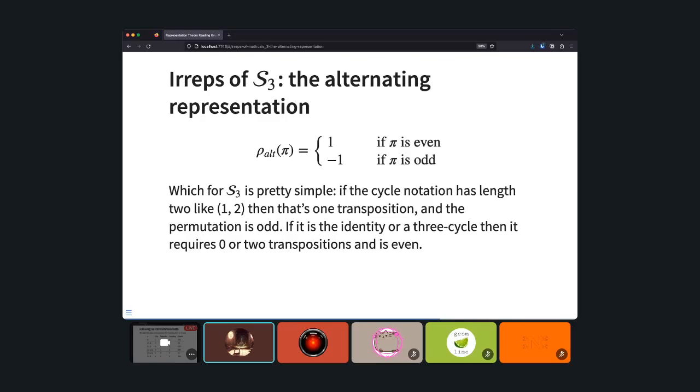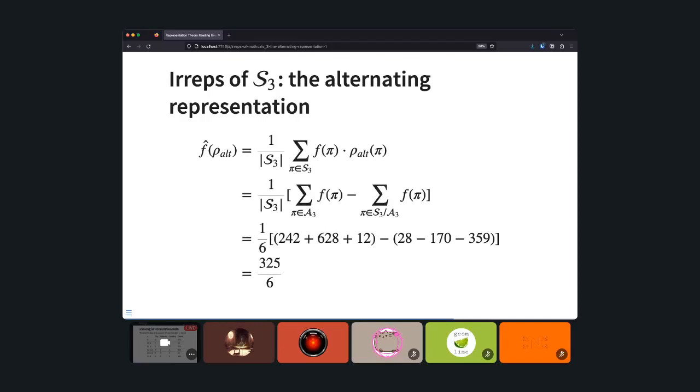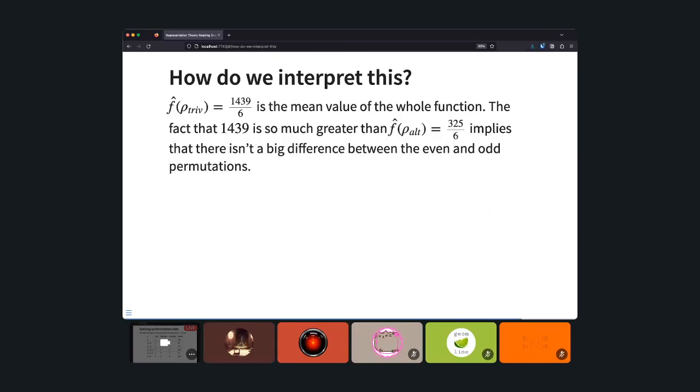And indeed, it would be really weird if for this type of data this was a really big part of the function, and we will get to that. But we calculate this, and we split up the function by whether it's an even permutation or an odd permutation, and we just subtract the odd from the even values, and we get 325 over 6. And you'll recall that the trivial representation is 1,439 over 6, and so I guess this actually makes sense, that nothing's really going on with even versus odd permutations.